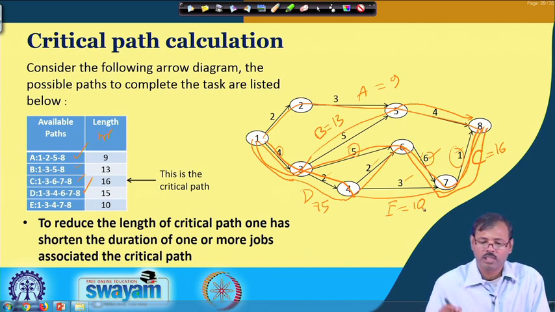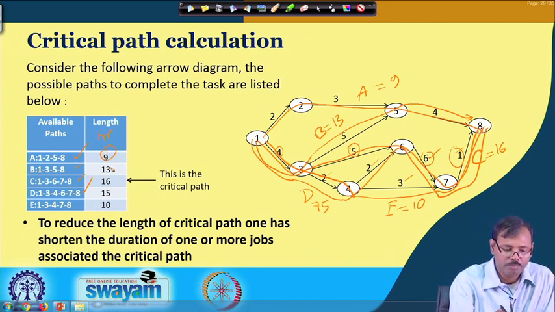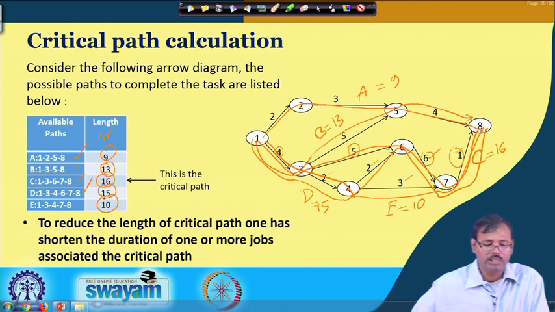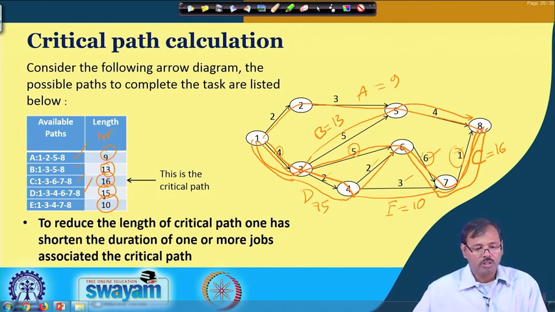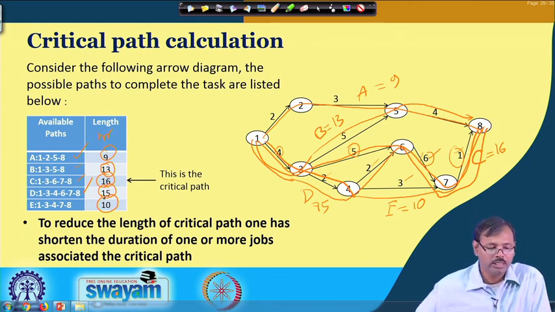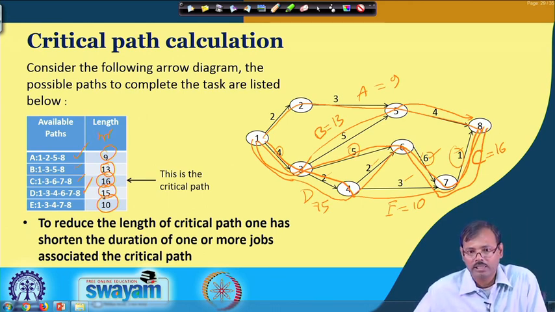So, that means path A is taking 9 hours, path B is taking 13 hours, path C is taking 16 hours, path D is taking 15 hours and path E is taking 10 hours. So, there are 5 paths in this network, and if we look into these paths, the activities connected to each path are taking time in different ways. A path is taking 9, B is 13. So, A is the smallest path taking 9 hours and C is the largest path taking 16 hours.